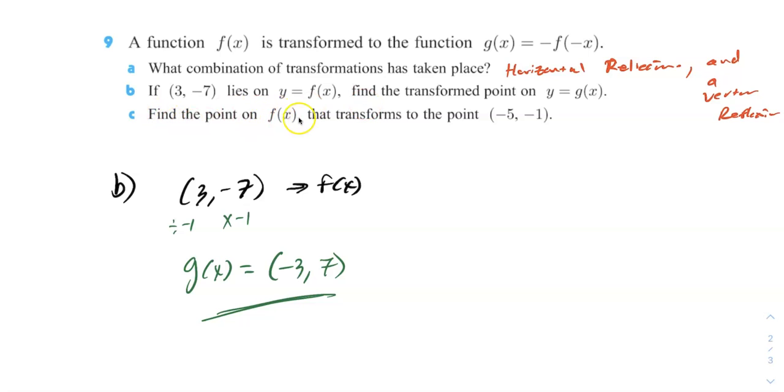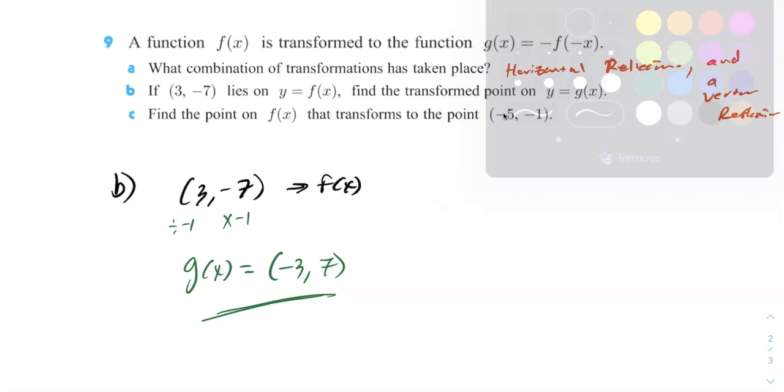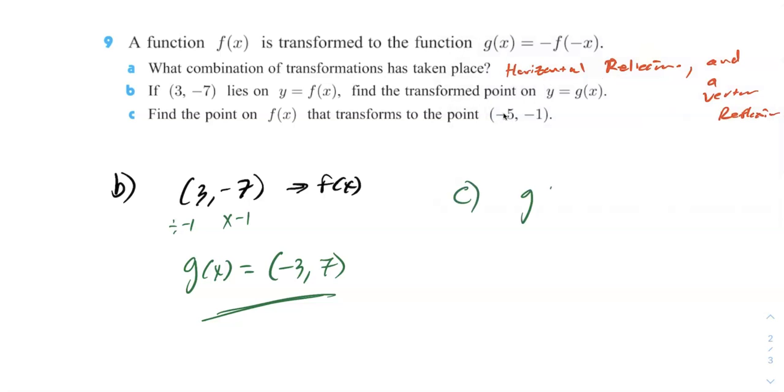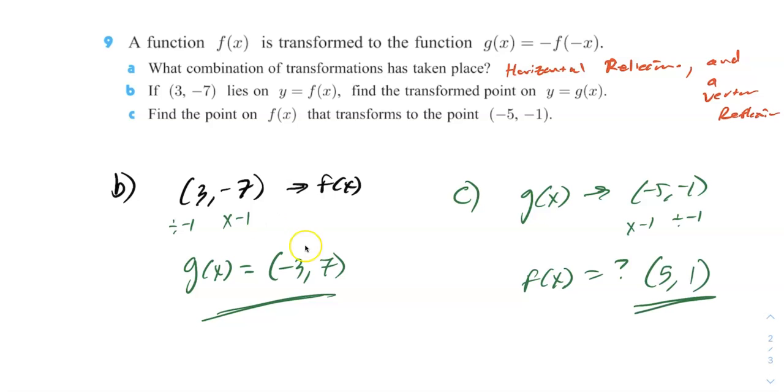C. Find the point on f that transforms to the point 5, negative 1. So this is going backwards. So in C, they're saying, hey, g of x has this point, 5, negative 1. They want to know what that point is on f of x. Right, so we're going backwards. So instead of dividing by negative 1, we're going to times it by negative 1. I get negative 5. And instead of multiplying by negative 1, we're going to divide by negative 1. And I get 1. So that's the point. Now if you plug this point into there, you get this point.